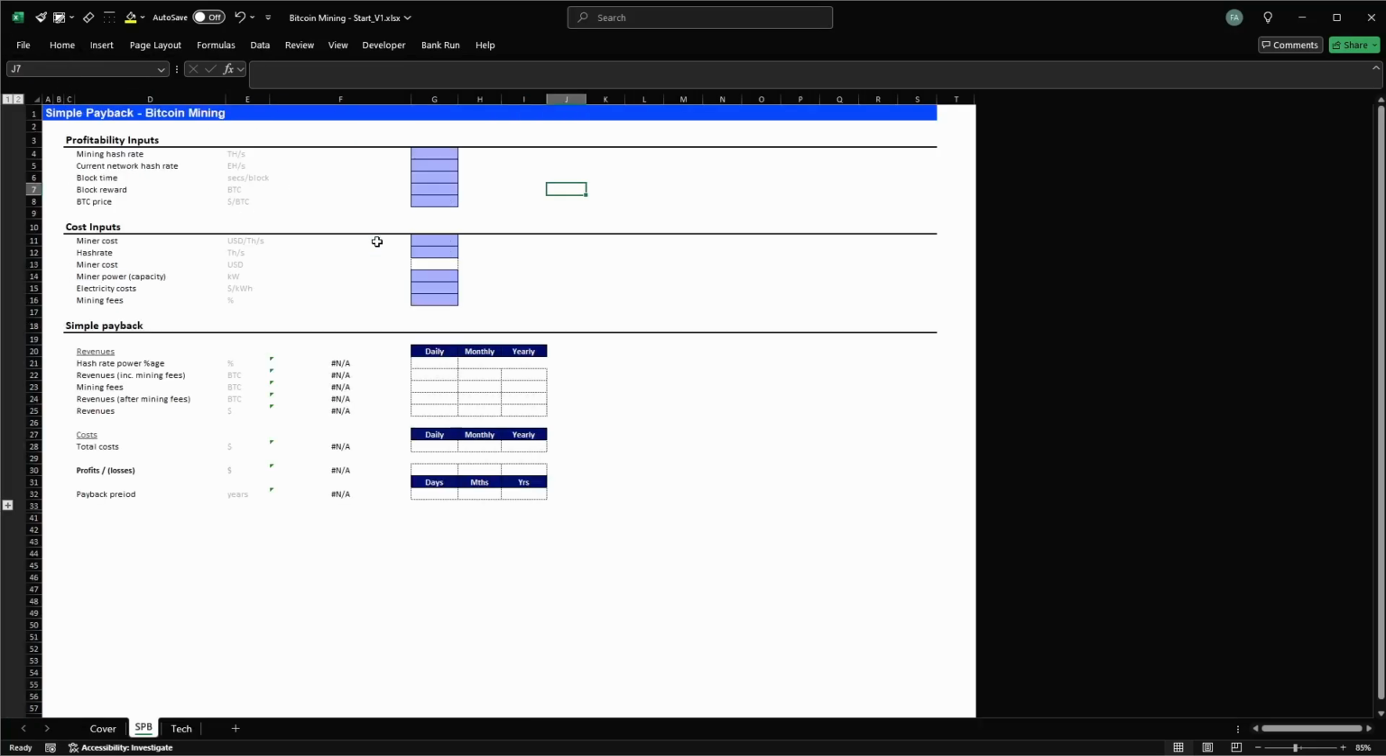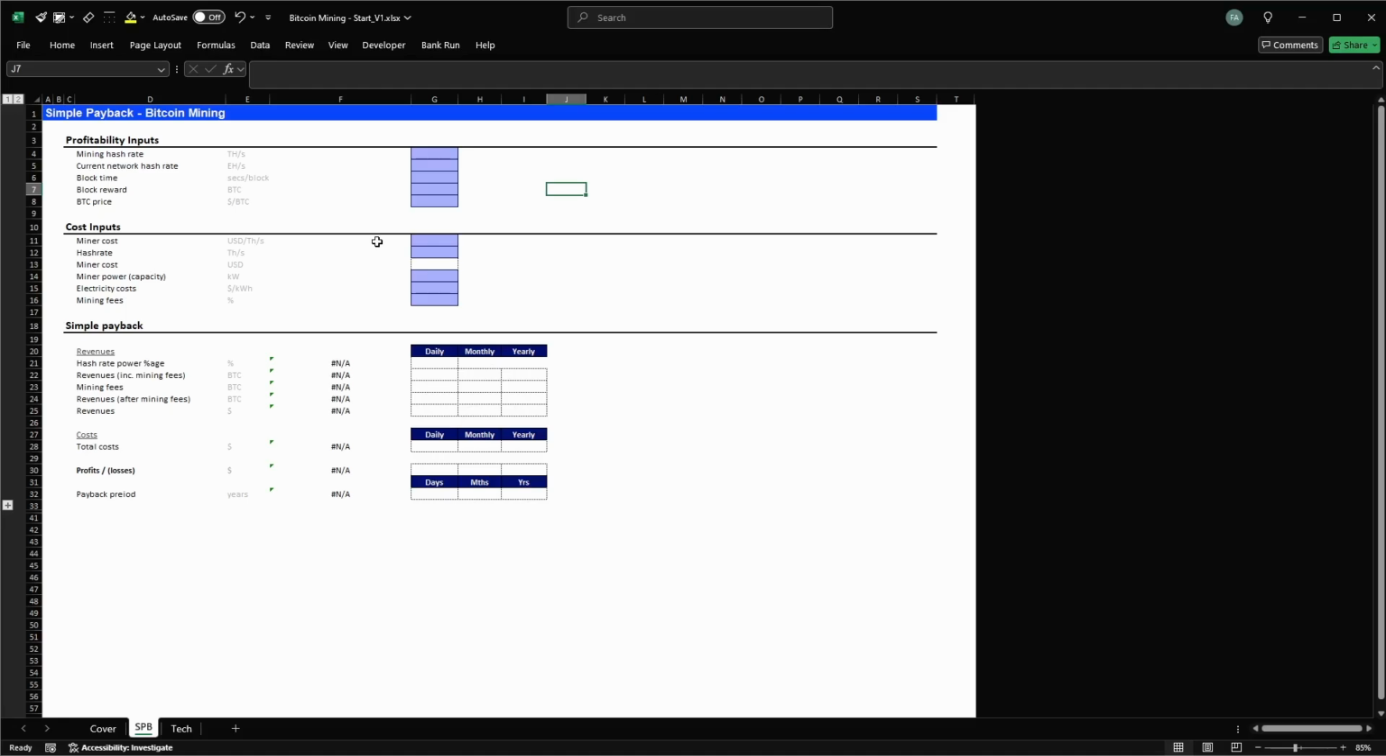Then we have this simple payback sheet, which we're going to use to calculate the first model, let's call it. What I'm assuming here is that we're going to purchase 1 unit Bitcoin mining machine, and we're going to calculate how much time it's going to take us to pay back our investment. So that's basically what we are calculating over here.